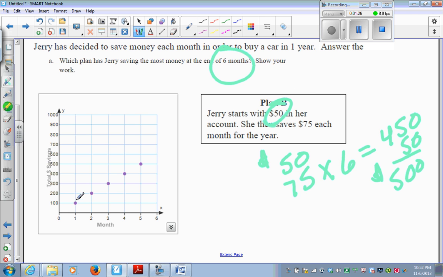Under Plan A, you can tell at month 1 she saved 100, month 2 she saved 200, month 3 she saved 300. So that means every single month she's saving $100. So even though she didn't start with the $50 that she starts with in Plan B, here she's saving more every month. So if she saves $100 all 6 months, that means at the end of Plan A, she'll have $600. So that means that Plan A will have her saving more.